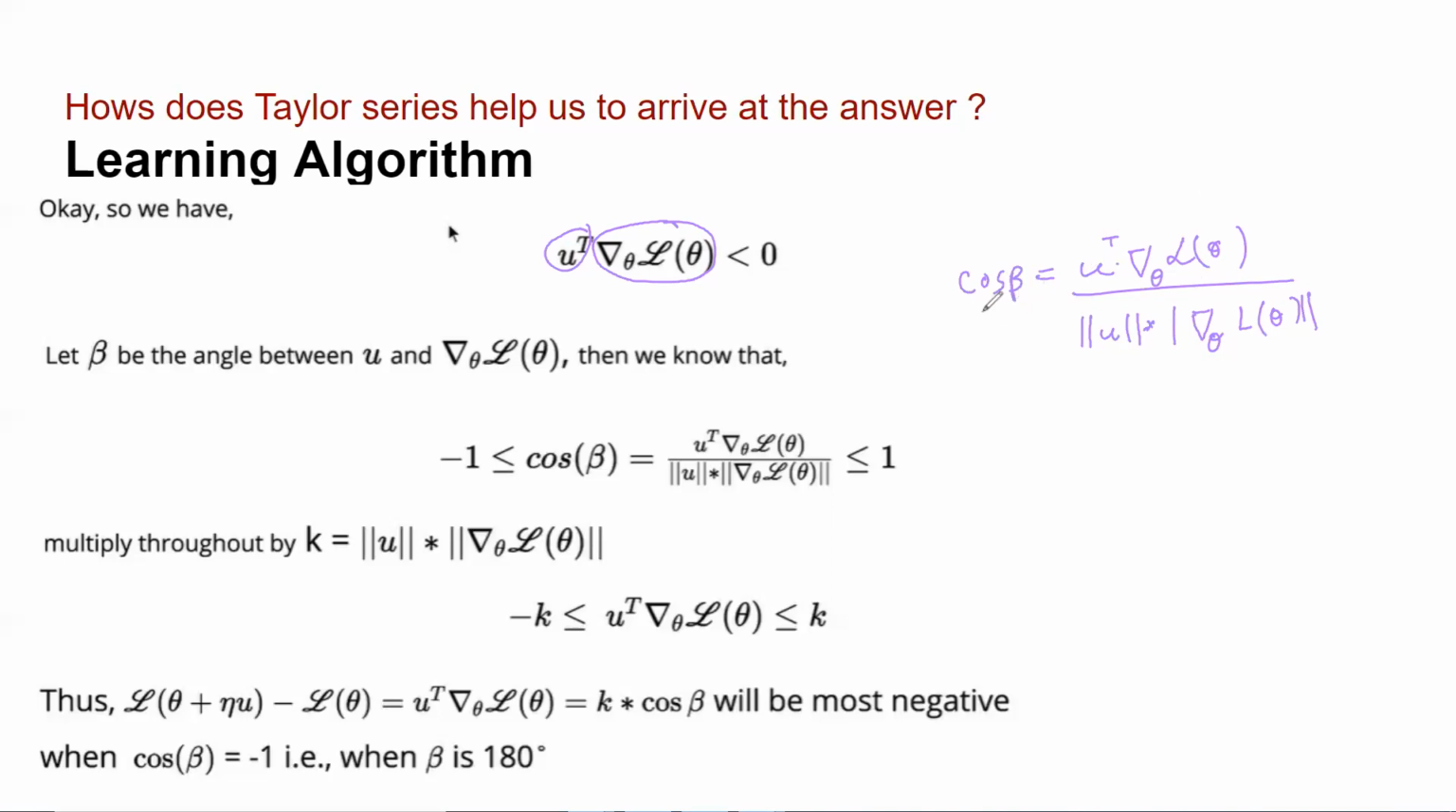So this expression is equal to cos beta. And we know that cos beta value always lies between -1 and +1. So this expression value should also lie between -1 and +1. Right? So from that logic, this expression is coming.